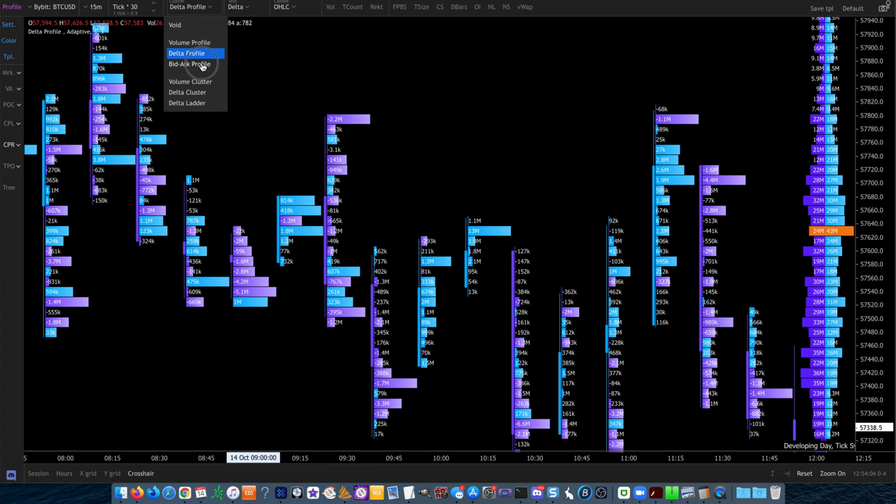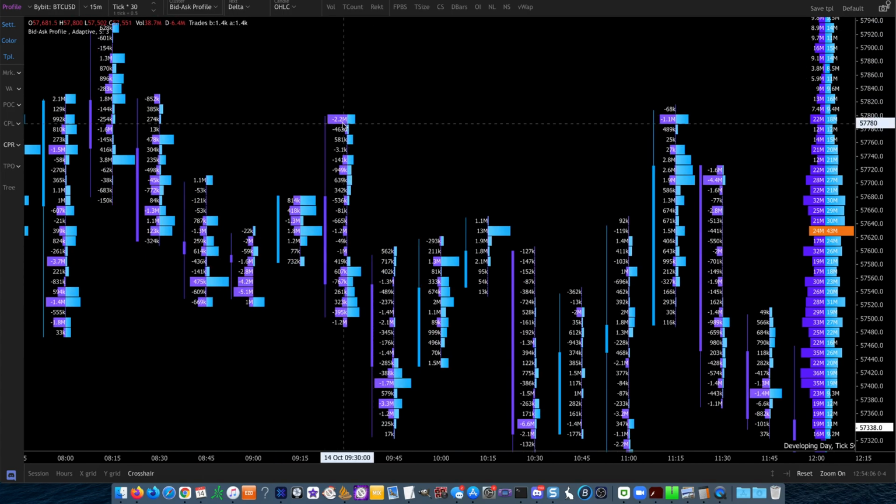Or we could put on delta with a bid-ask profile. Okay, so this is letting us know that the delta is negative 2.2 million. There's 2.2 million more sells than there are buys, but it's also showing us here that there were this many buys in proportion to this many sells with the visual.